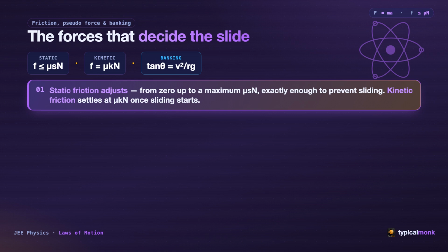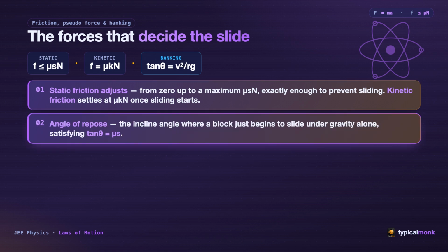3 more ideas that turn up in almost every JEE mechanics question. Static friction is not a fixed number. It adjusts itself from 0 up to a maximum of mu s times N, exactly enough to prevent sliding. Kinetic friction, once sliding starts, settles at mu k times N and stays roughly constant. The angle of repose is the incline angle at which a block just begins to slide under gravity alone, and it satisfies tan theta equals mu s, the same number as the coefficient of static friction.